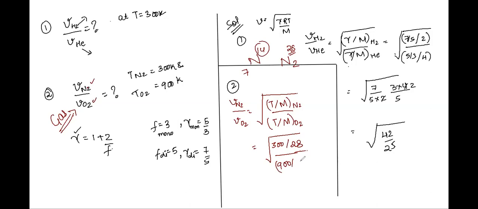Tell me, what is the molecular mass for oxygen? 32. Very good. Do the calculations. So this will be 300 by 300 into 32 upon 28, correct? Yes, sir. So what will your final answer be? Under root 8 by 21. Correct. Will this have any unit? Will this have any unit? Meter per second, right? No, sir.